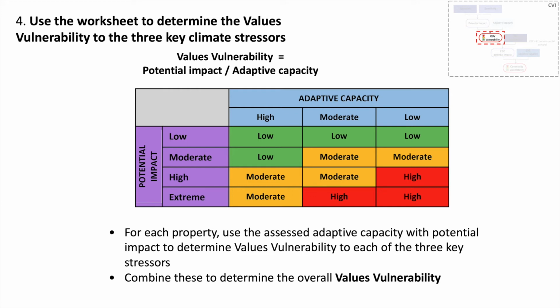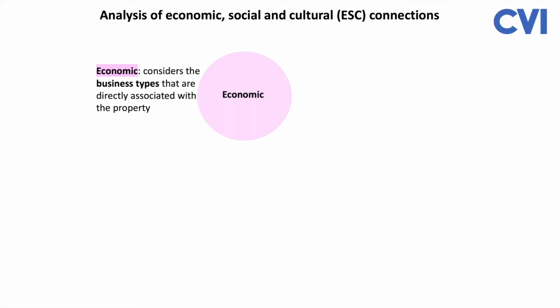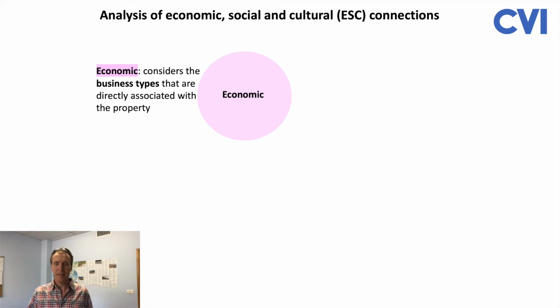These are assessed for each of the three key climate stresses individually and then combined together to give a single values vulnerability for the property. The next stage, the lower section of the framework, looks at economic, social, and cultural connections. And this is an important way that we connect the heritage of a location to the people who are associated with it. We do this looking at the three elements separately.